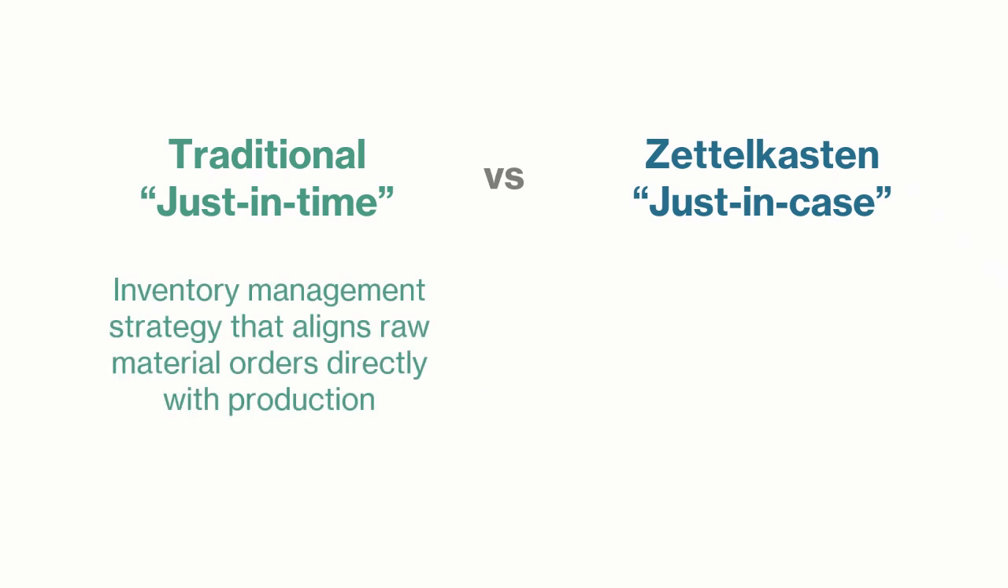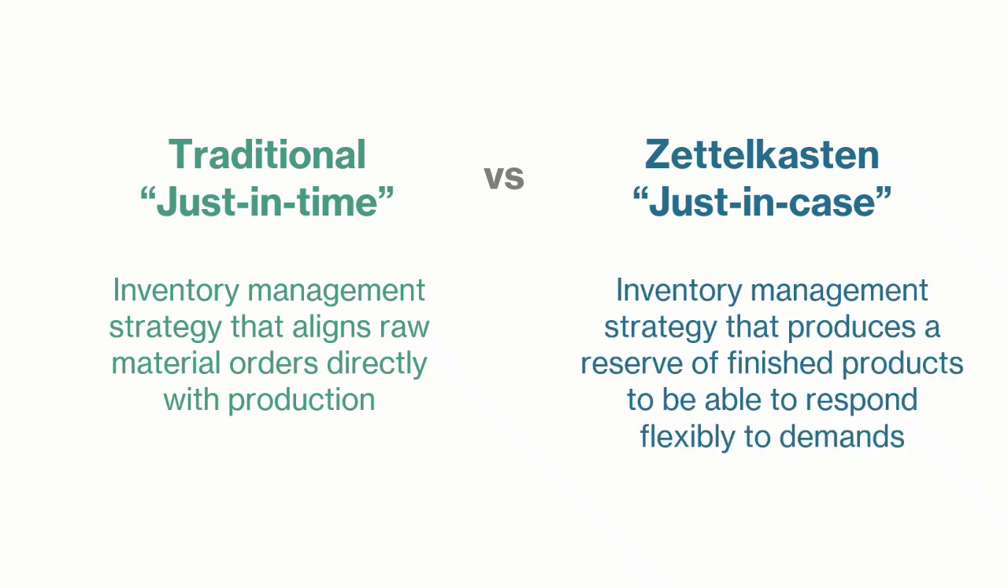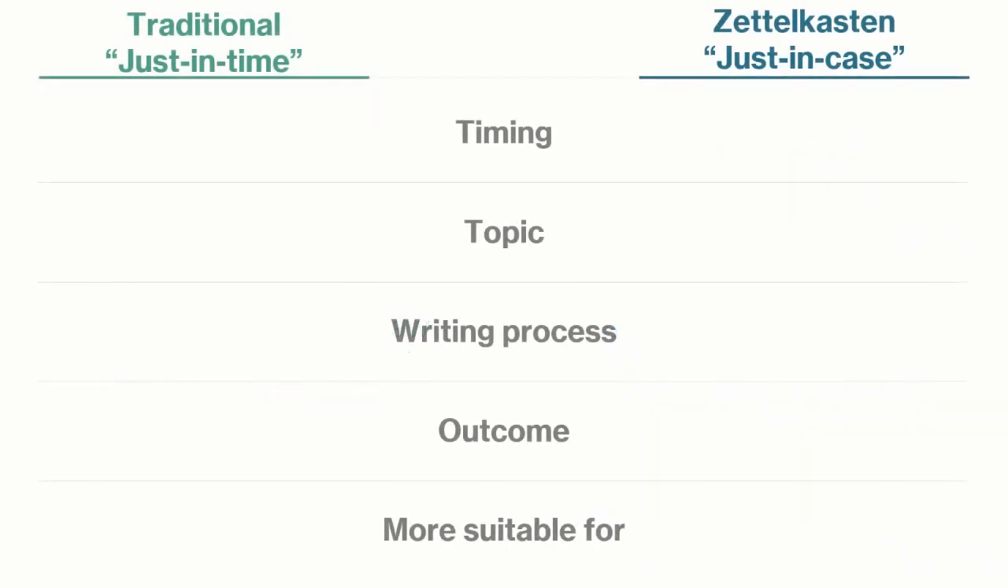A just-in-time management system looks at inventory and aligns raw material orders directly with production. It's all about being lean, being efficient, and doing only what is necessary in order to meet the demands. The just-in-case inventory management strategy produces a reserve of finished products that allows the company to respond flexibly to different demands. Now, what does this look like from a comparison of the two different approaches?